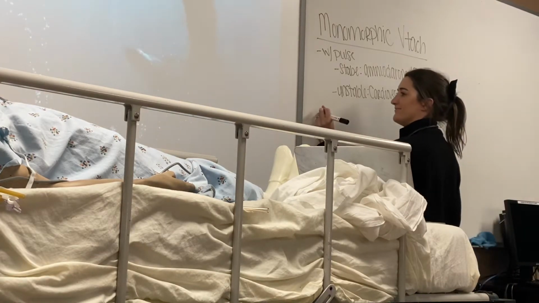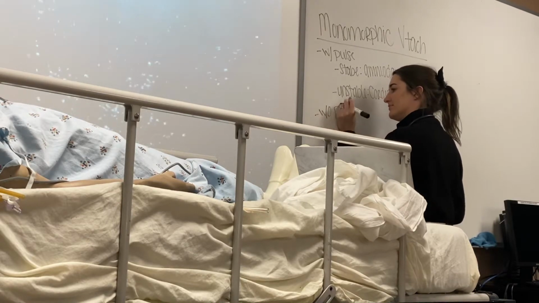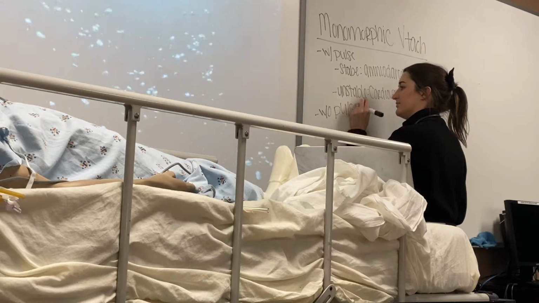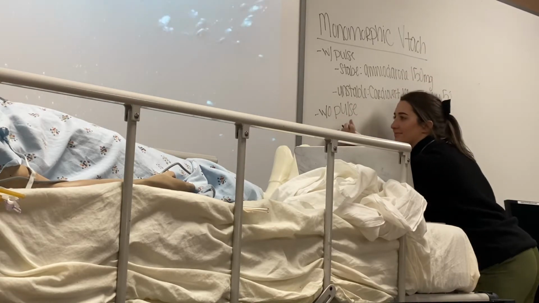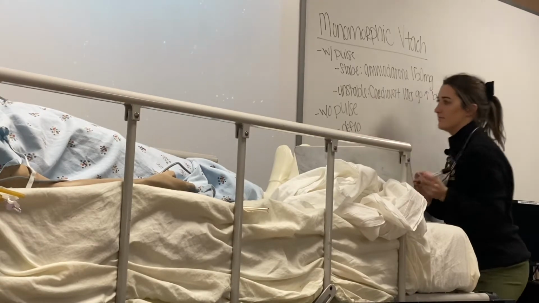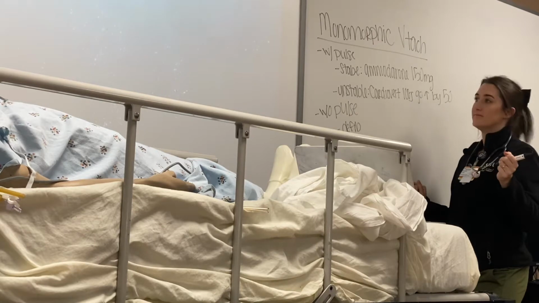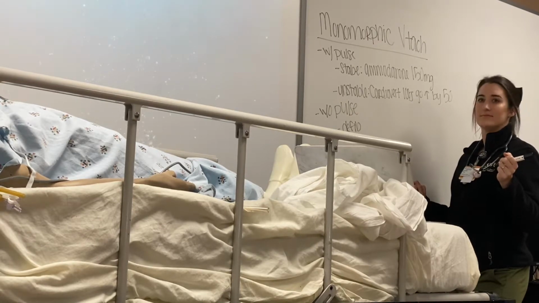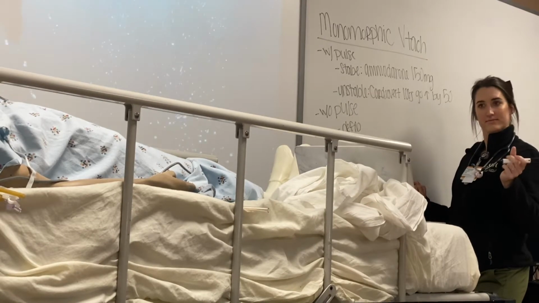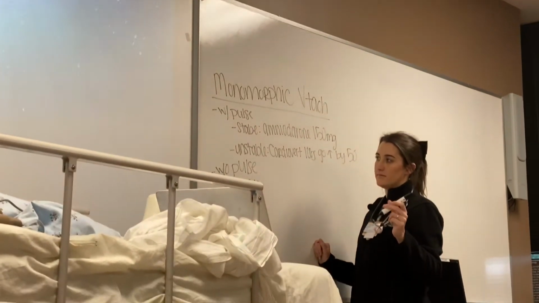PEA. Monomorphic without a pulse: defibrillate. If it's monophasic, it's 360. If it's biphasic, it's 200. It's the highest that you can go, so just defib at the highest that you can go.